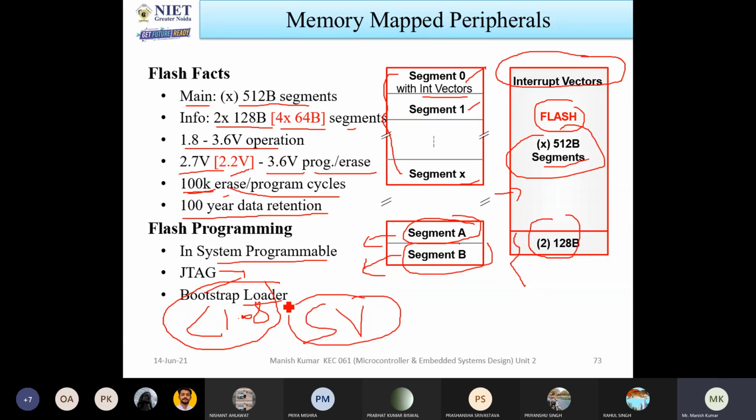So this is all about the memory which is available in MSP 430. How can you map with this memory? Whatever segments are available, in those segments you can interface directly.